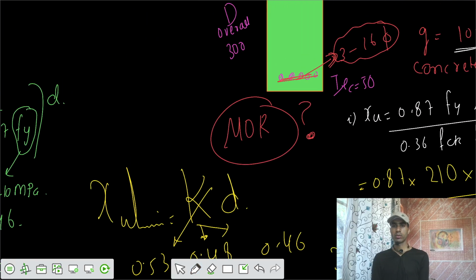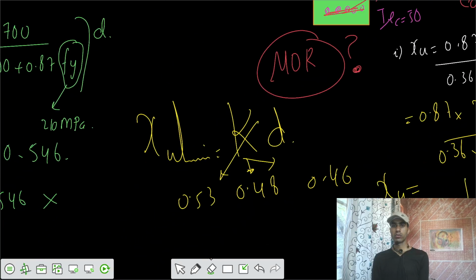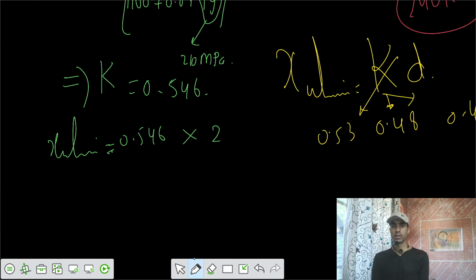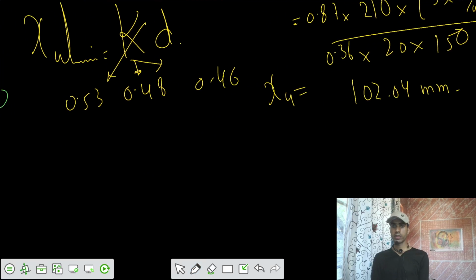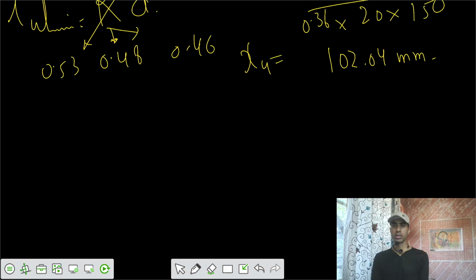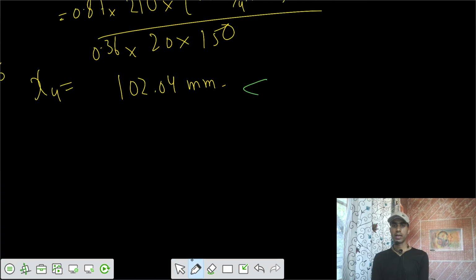So XU limiting equals 0.546 into d, what was the value of d we have? 250. And this value equals 136.431. Now compare that XU and XU limiting. I would say XU is lesser than XU limiting.